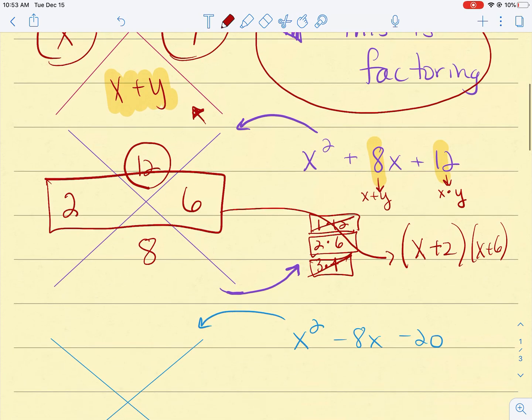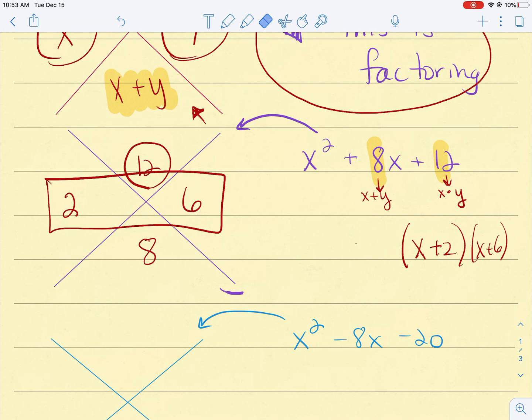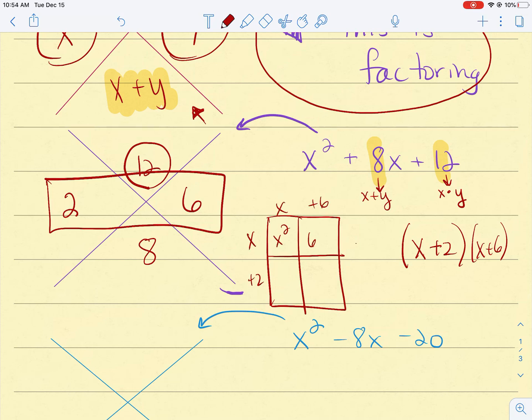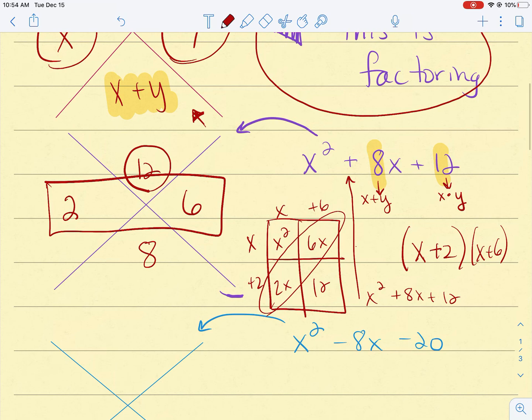And just to prove that to you, if I were to box this, just to show you that it does work, you get back to the same thing. x plus 2, x plus 6, this is x squared, 6x, 2x and 12, and 6 plus 2 is 8, so x squared plus 8x plus 12. Notice how you get back to the exact same thing.